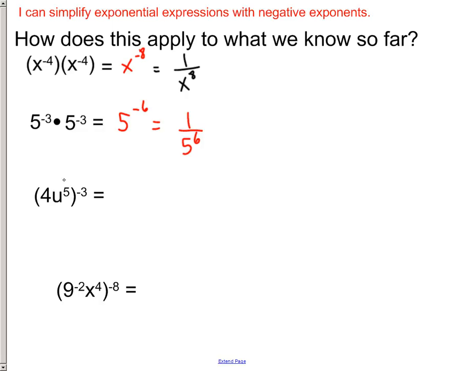Right here, when it's a power raised to another power, we take the outside exponent and we multiply every exponent on the inside by the outside exponent. So 1 times negative 3 is negative 3. Negative 3 times positive 5 is negative 15. Make sure that you don't have any negative exponents. If you do, take care of it.